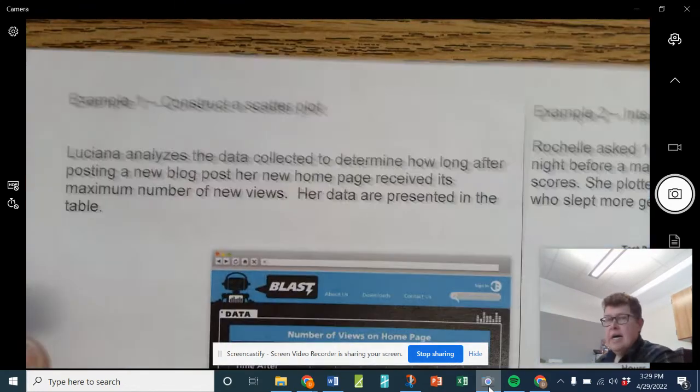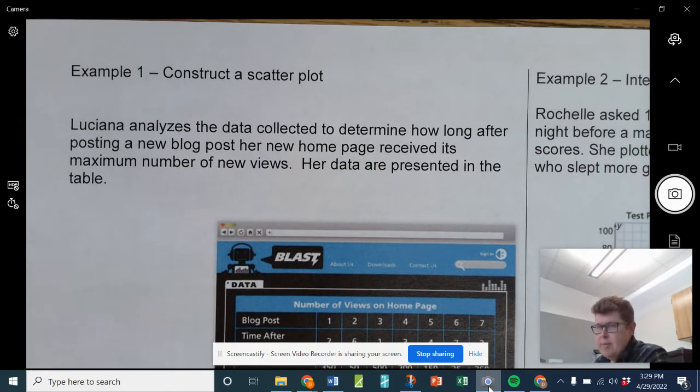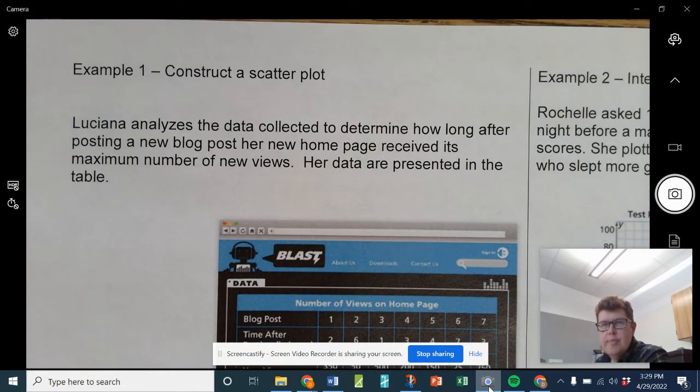Anyway, constructing a scatter plot. Luciana, same girl, analyzes the data collected to determine how long after posting a new blog post her new homepage received its maximum number of views. Her data are presented in the table.